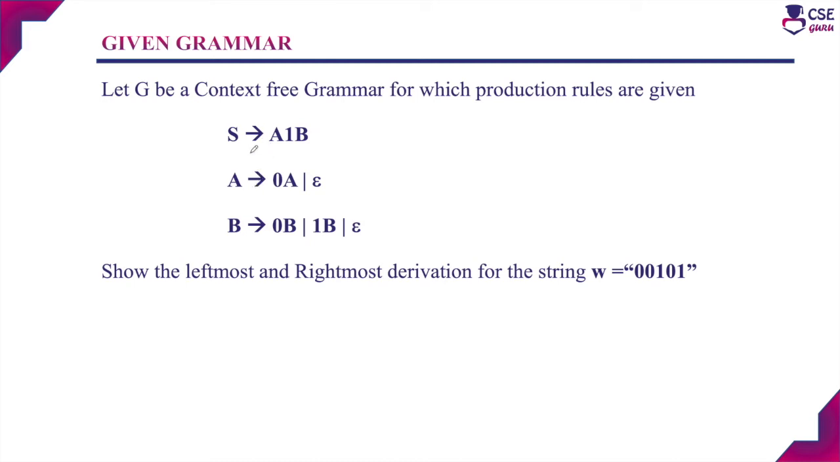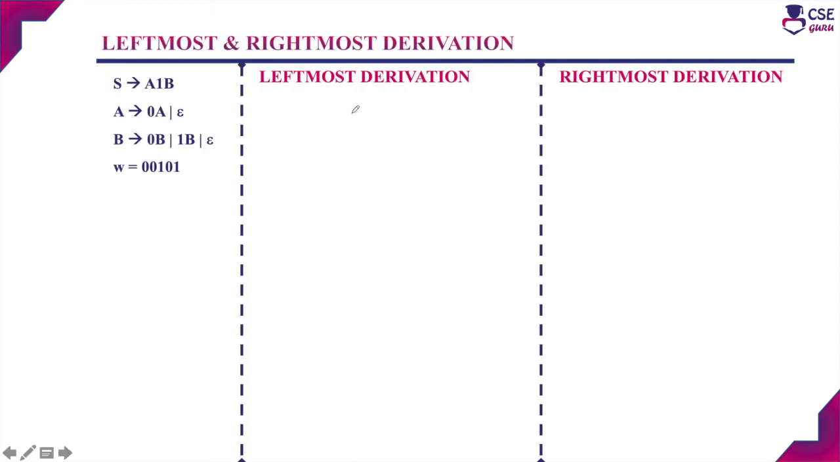Next example, the given grammar is: let G be a context-free grammar for which production rules are given. S derives A1B, A derives 0A or epsilon, B derives 0B, 1B or epsilon. Show the leftmost and rightmost derivation for the string 00101. So first we will derive the string using leftmost derivation. Derivation always starts with the start symbol. So here the start symbol is nothing but S.